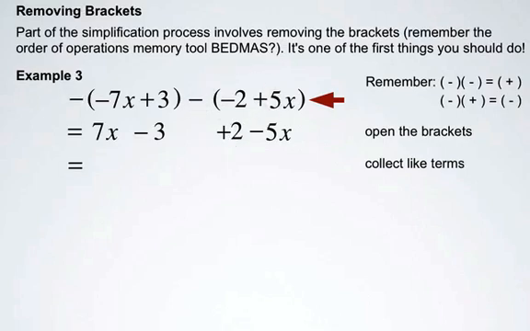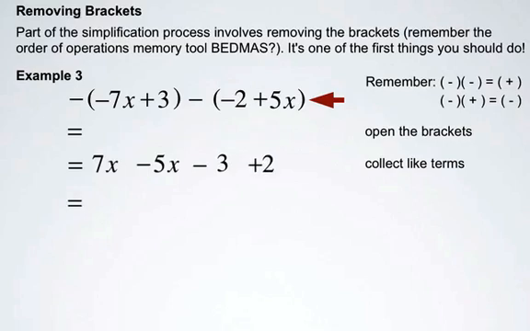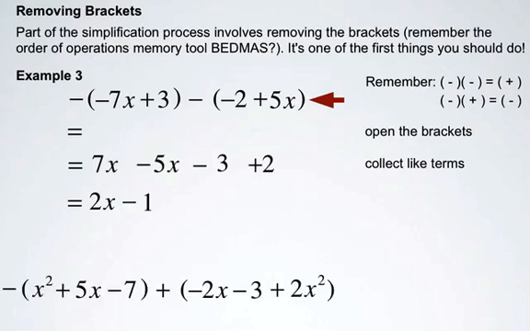So now when I collect like terms, I have 7x minus 5x, negative 3, plus 2. 7x take away 5x is 2x. Negative 3 plus 2 is negative 1.